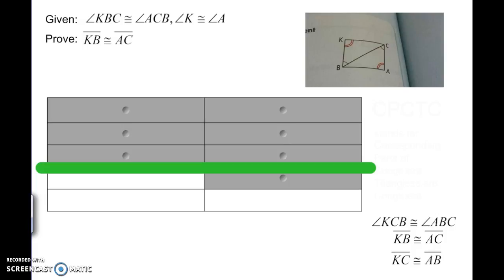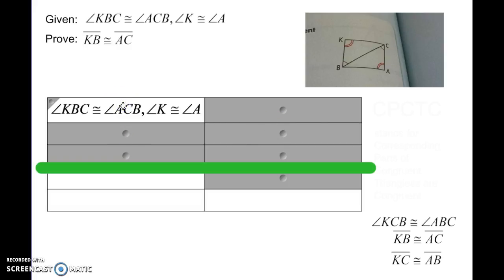This video will help to introduce section 4-4 called CPCTC. Let's start with example 1. We have a picture, and we are trying to prove that segment KB is congruent to segment AC. First, let's get started with our givens.